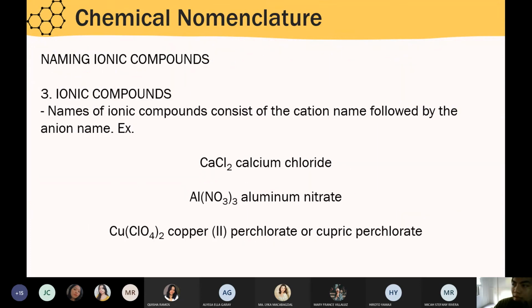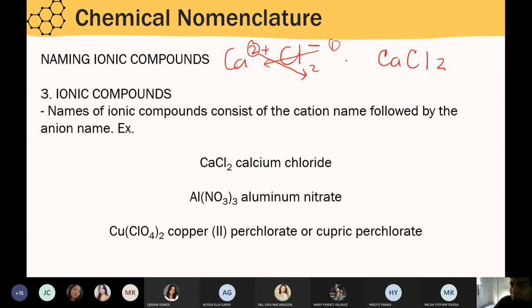Now, let's talk about ionic compounds again. How do we name them? So basically, you name your cation based on the rules I said earlier, and you name your anion based on the rules I said earlier, and then you combine them. So for example, we have the calcium 2 plus and the Cl minus. What will be the formula? So you do the crisscross. These two will go here. This one charge will go there. So the formula will be CaCl2.